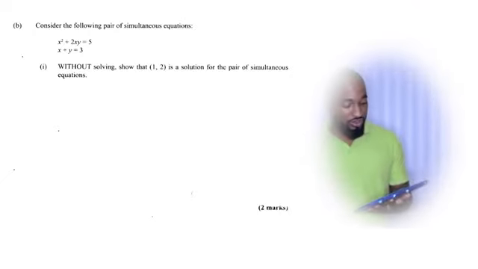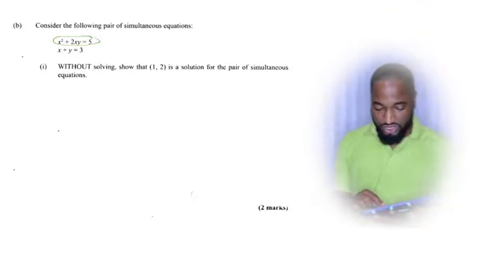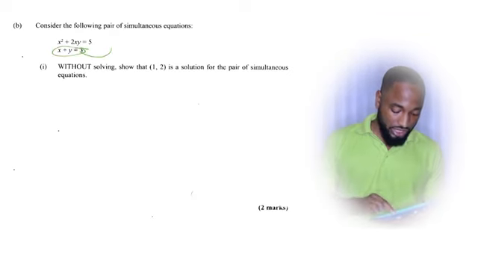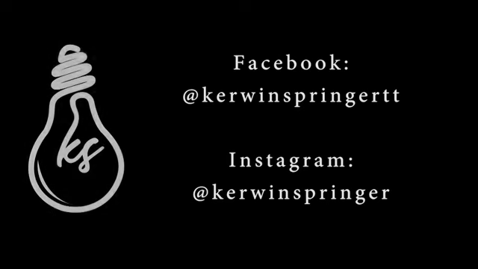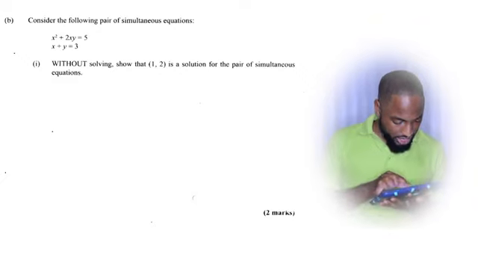Solving simultaneous equations where one of the equations is a nonlinear equation. You need to do this method every single time: substitute this into that. But before we do that, they want us to do a little trick here without solving.